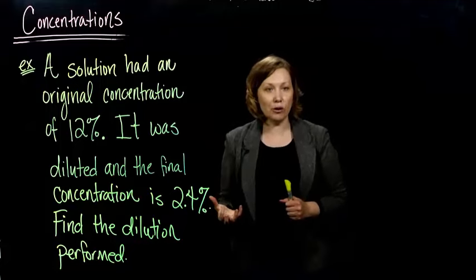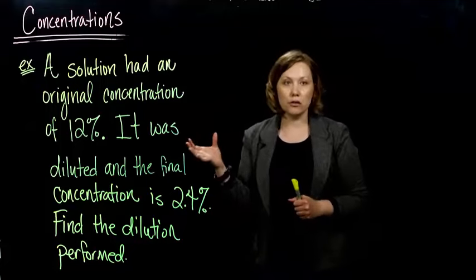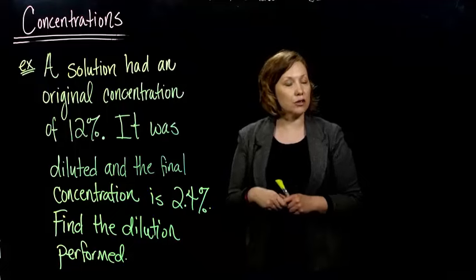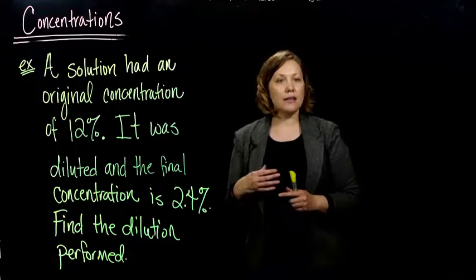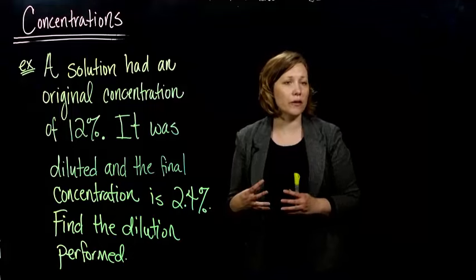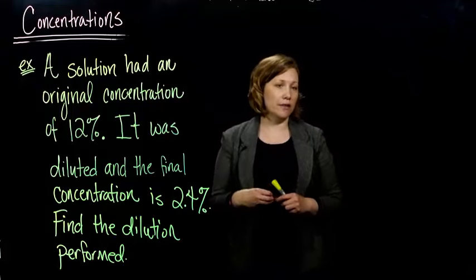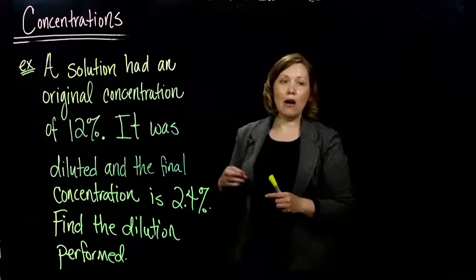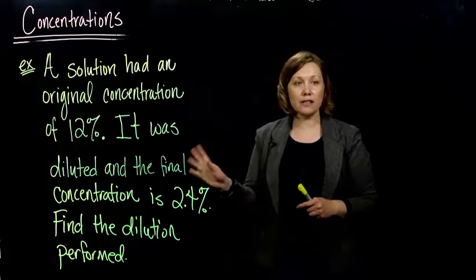This example is a little bit different. So I have a solution that had an original concentration of 12%, and it was diluted, and the final concentration is 2.4%. And they want us to find the dilution performed. So how is this example different from the last couple of examples?